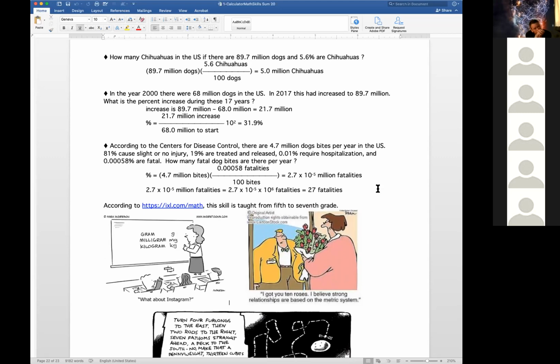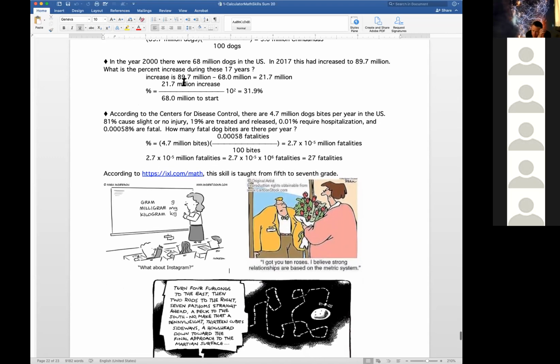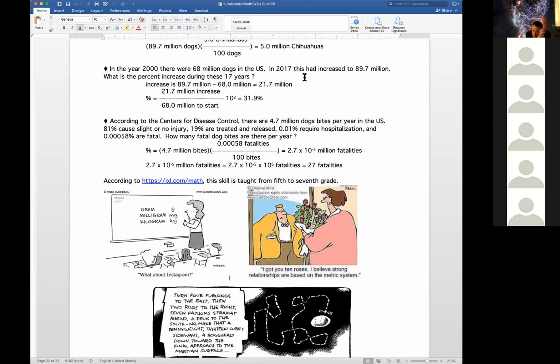In the year 2000, there were 68 million dogs in the US. And then by 2017, that had increased to 89.7 million. What is the percent increase during these 17 years? So the actual increase was 21.7 million, right? So the increase was 21.7 million compared to the start, which was 68 million. So again, we're going to turn this into a percent, so we multiply by 100. The answer is the increase is about 32%.